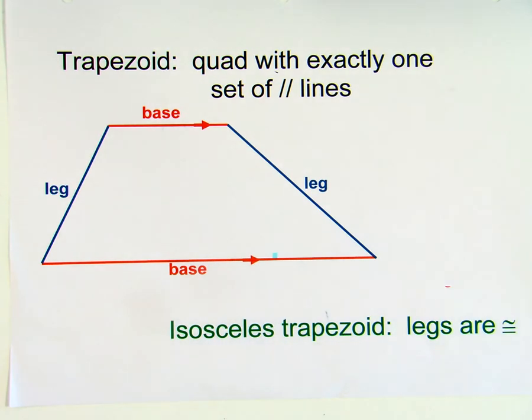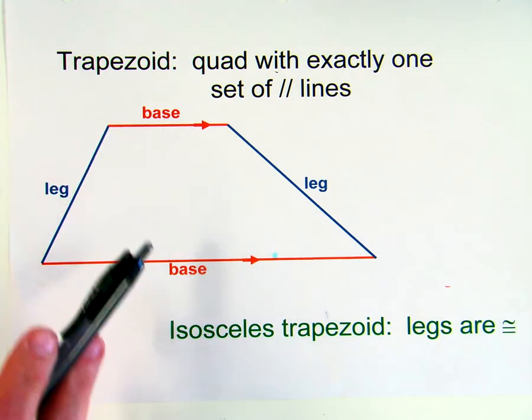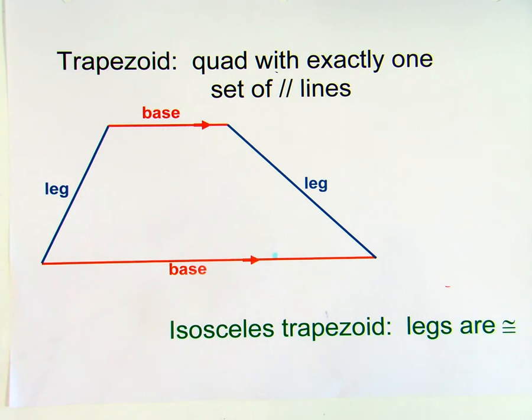This is a geometry lesson on the trapezoid. First off, we'll start with the definition of a trapezoid. A trapezoid is a quadrilateral with exactly one set of parallel lines, as drawn here. We call the two parallel lines the bases. The ones that are not parallel we call legs. If the legs are congruent, then we call it an isosceles trapezoid.